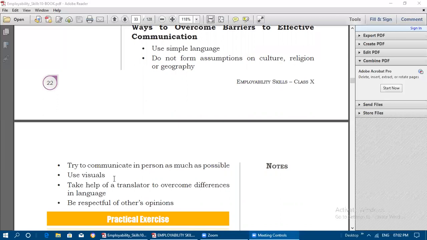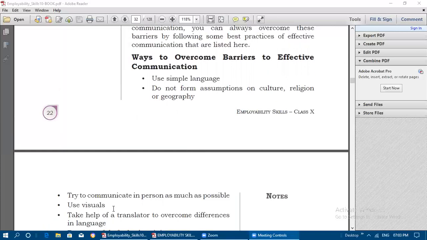Use visuals, and take the help of a translator to overcome differences in language. If any linguistic barriers are there, keep a translator in order to convey your message clearly to the other person. Be respectful of other opinions. If others give any feedback, you need to be respectful and give respect to their words. If you follow all these six ways, then you will be able to overcome your barriers to effective communication.